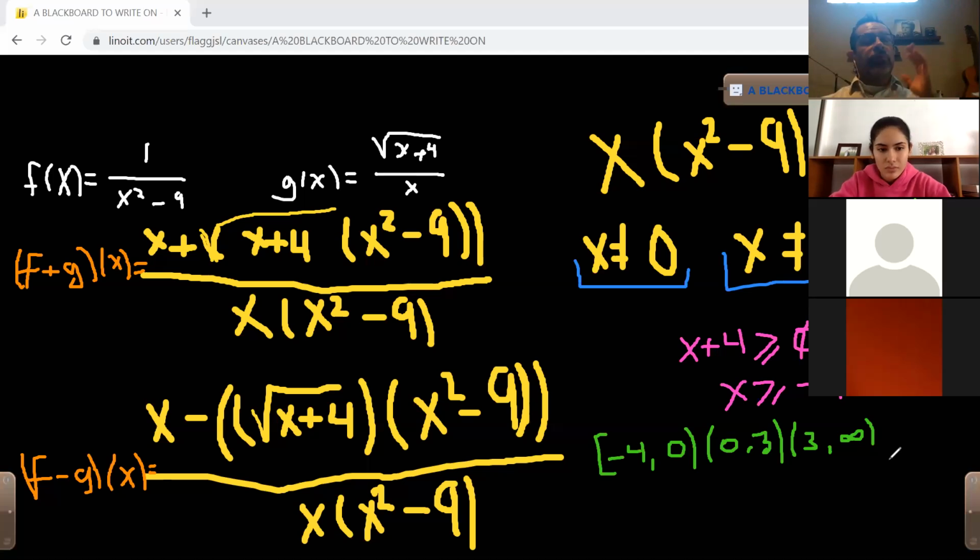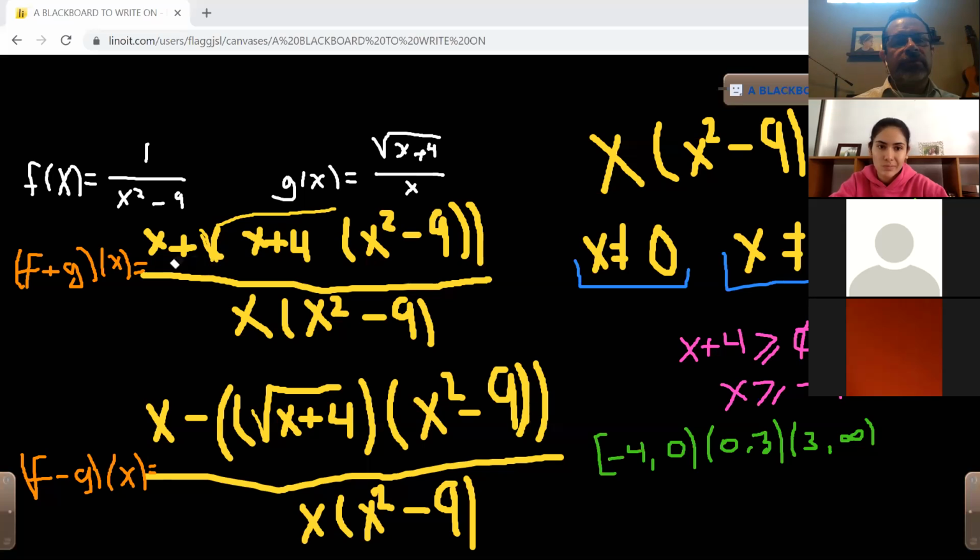So always remember, when we're looking for domains, we need to verify that the denominator is not 0, and that no square root is negative. Okay, that's very important. Very good. Questions with these two before we erase and do the rest? No? Okay.